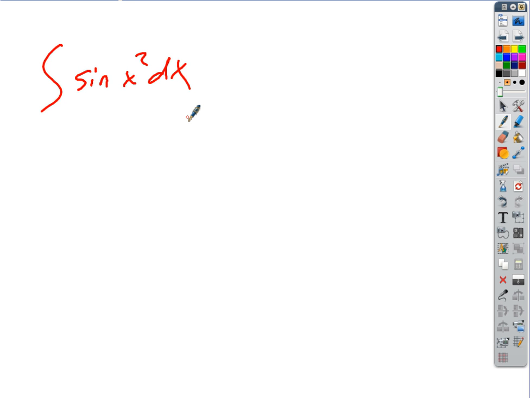It's going to be something like this. Let's see, it probably would be something like a squared plus x.